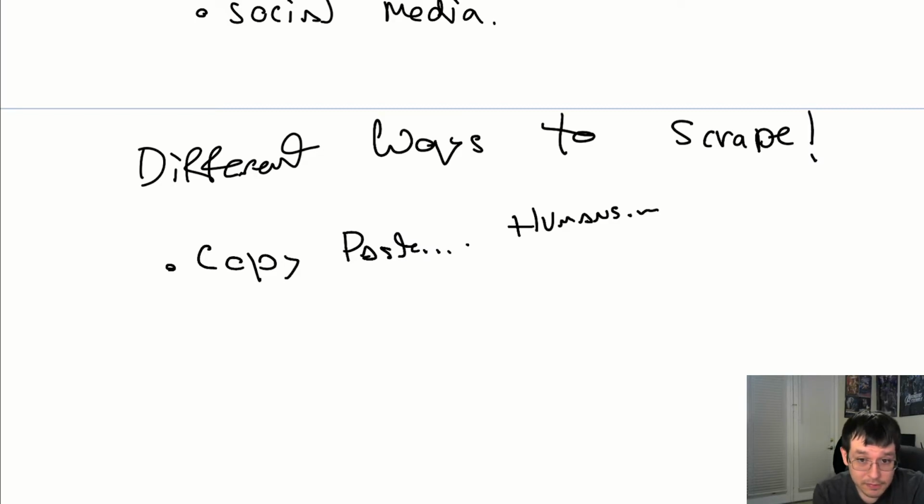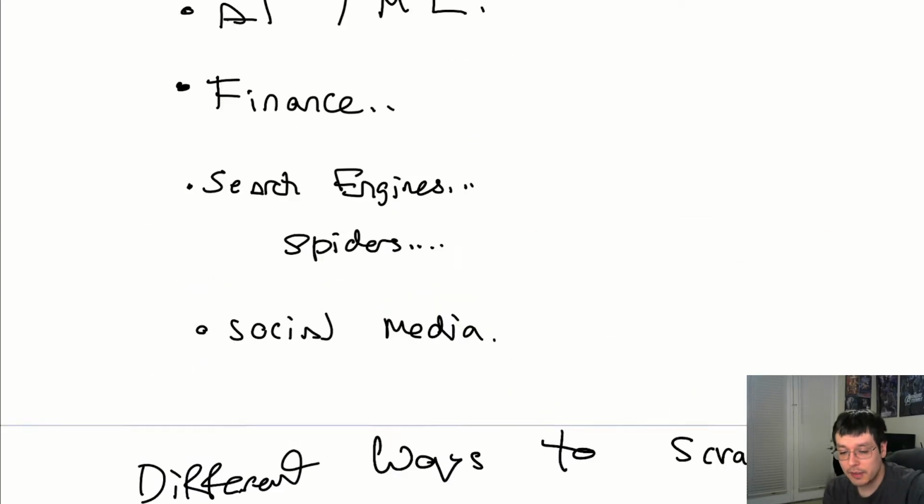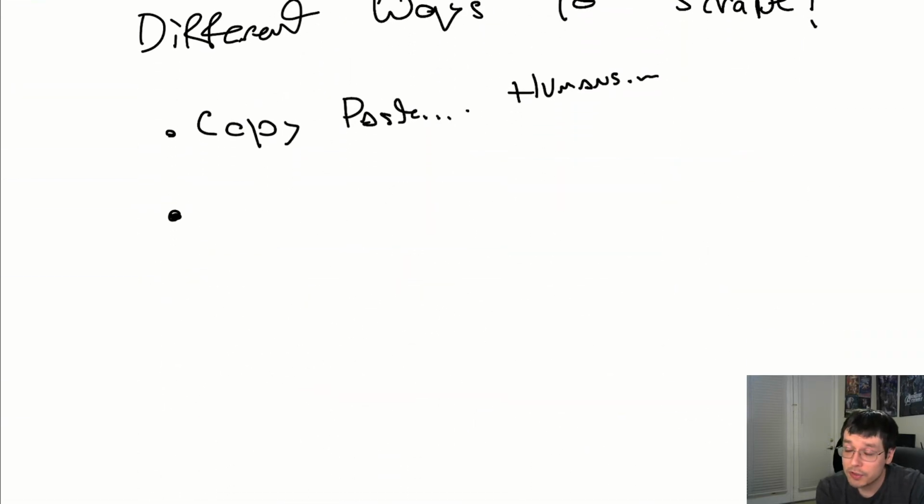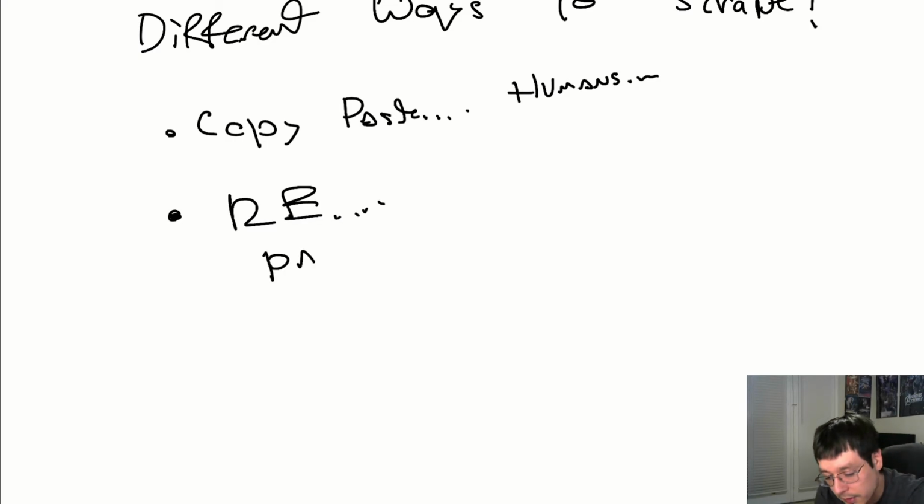Okay? The next way that you could scrape something, whether from the final product or from the actual HTML, CSS, or JavaScript, is what we just did in the last video, right? Regular expressions. So you'd actually use regular expressions to do pattern matching.